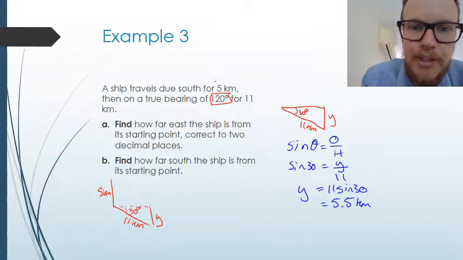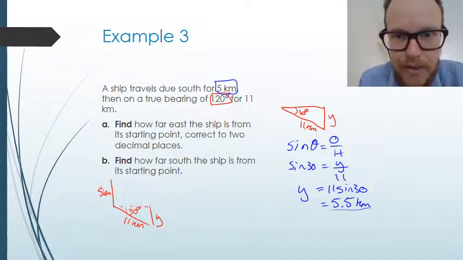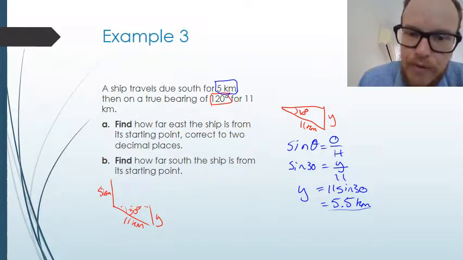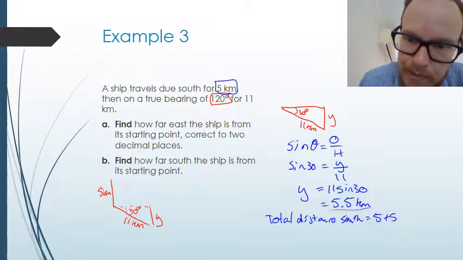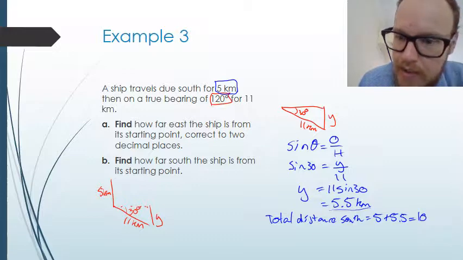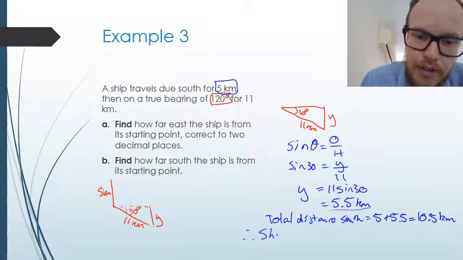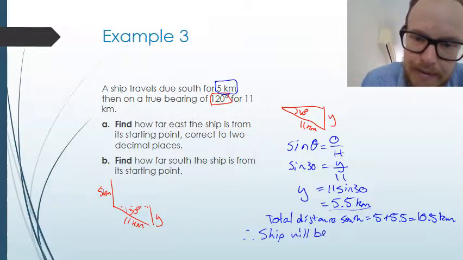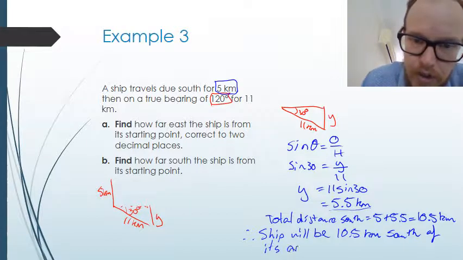Now we're not finished yet, because that only tells us how far south we went in the second part. So we initially travelled 5 kilometres south, and then we've travelled a further 5.5 kilometres south. So that means we can say total distance south is going to be equal to 5 plus the 5.5, which is 10.5 kilometres. So we can say, therefore, ship will be 10.5 kilometres south of its original position.